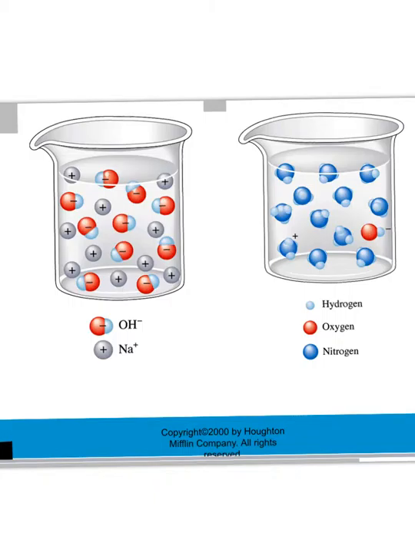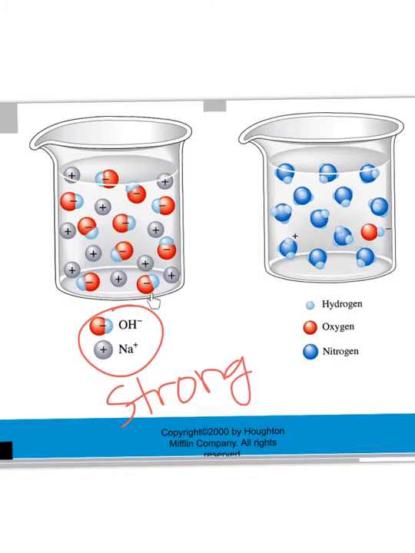Here's a picture of weak bases and strong bases and what the picture might look like if they were to dissolve in water. On this side, sodium hydroxide, we know that is a strong base. See how the ions are completely separated. They are free-flowing in solution. That also demonstrates why your strong bases are strong electrolytes.